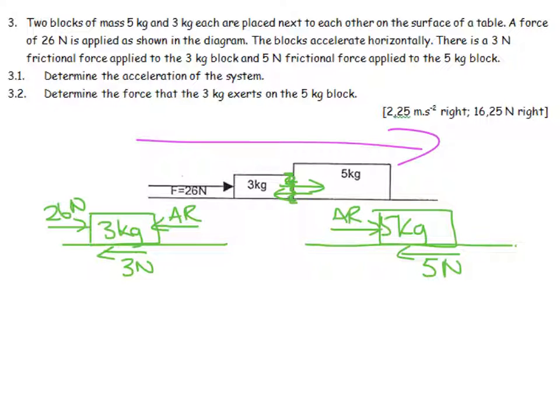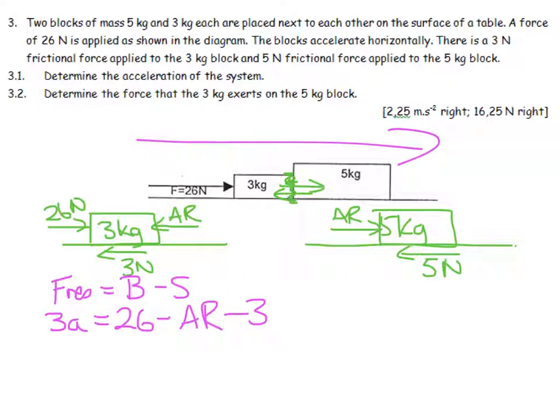So force resultant is equal to big forces minus small forces. Force resultant is 3 times the acceleration of the system. In this case, the whole system is moving to the right, so 26 is the biggest. The action-reaction pair is working against it, and 3 is working against it. That's the friction. Force resultant in the 5 kilogram block's case is 5A is equal to, the system's moving to the right, so the action-reaction pair is big, and the 5 newton is small.